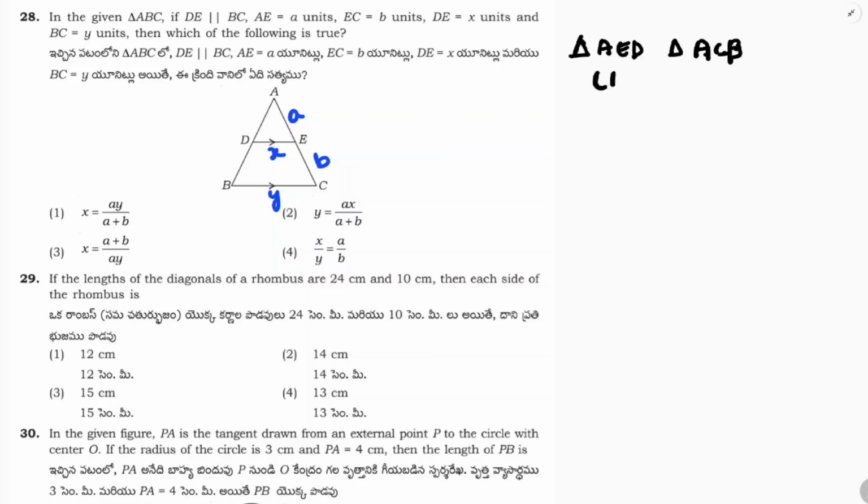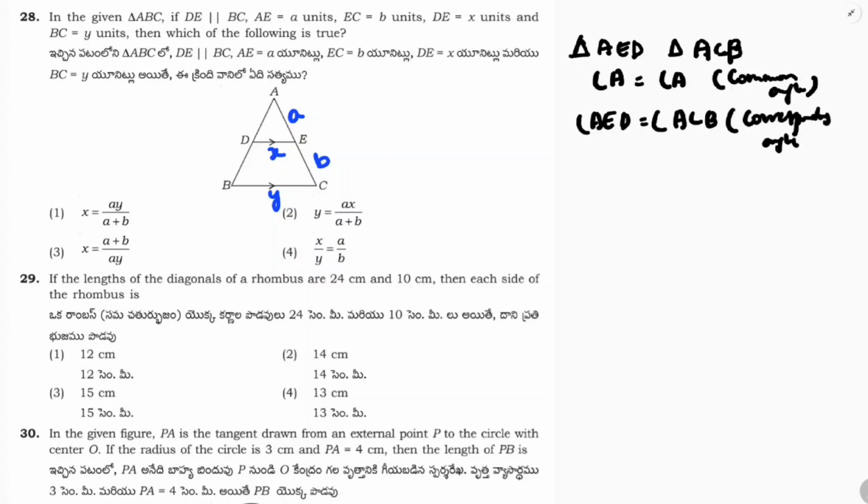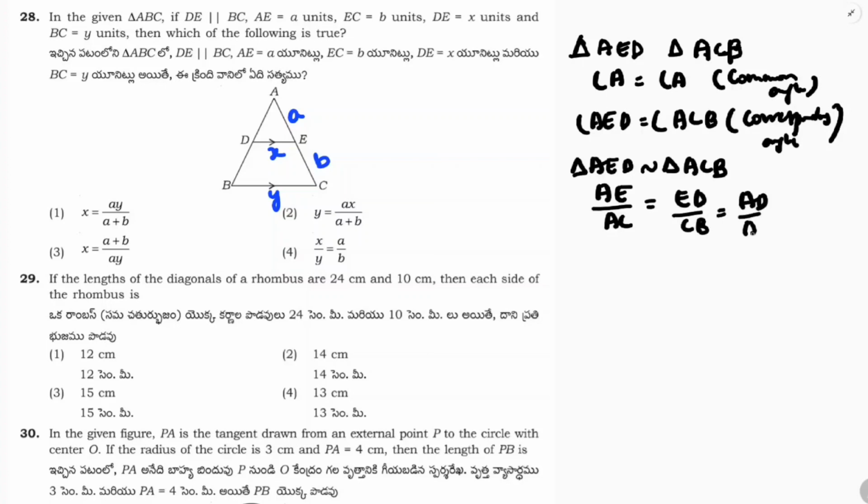So see, angle A is common in both. Common angle. Next, angle AED equals angle ACB because corresponding angles. So triangle AED is similar to triangle ACB. Now I'll write the sides proportion. AE by AC, ED by CB, AD by AB, because triangles are similar by angle similarity. By CPST we can write sides are proportional.